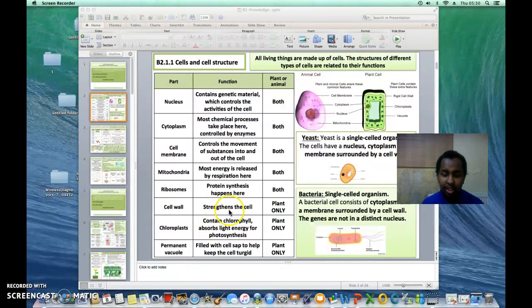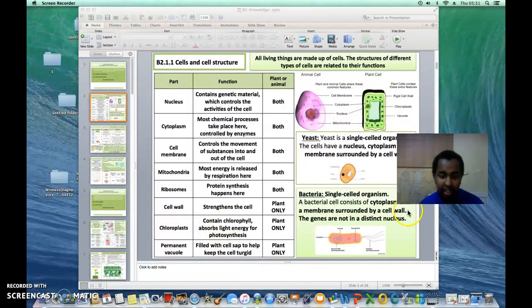Cell wall, it strengthens the cell. Only plants have them. The cell wall is this rigid thing here, the yellow thing. And both plants and animals have the cell membrane.